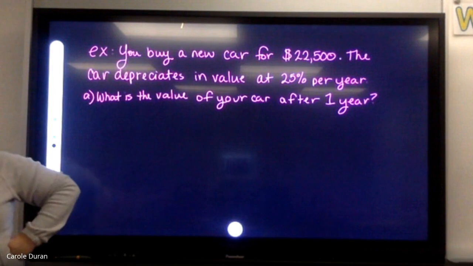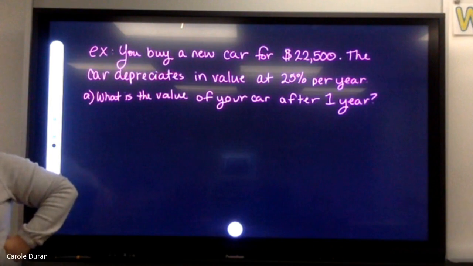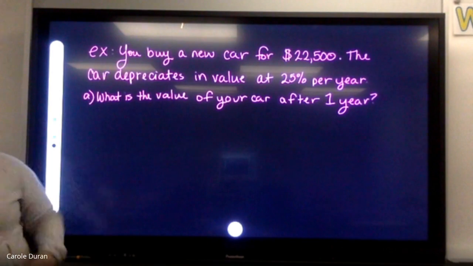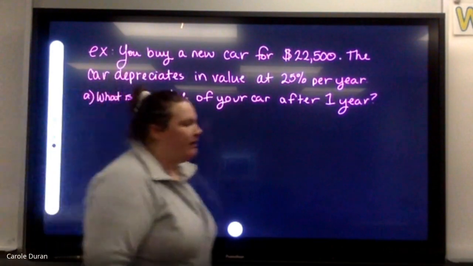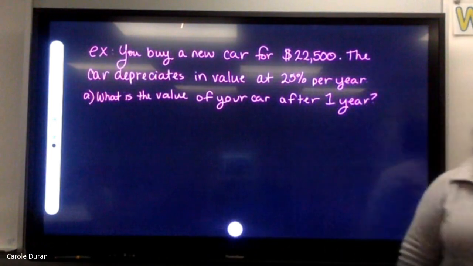So this problem says you buy a new car for $22,500. The car depreciates in value at 25% per year. What is the value of your car after 1 year? Am I compounding this depreciation value continuously or once per year? Once per year. So we're not using the PERT equation.